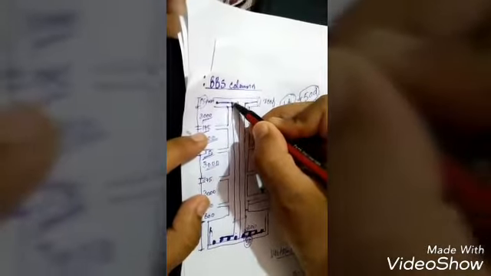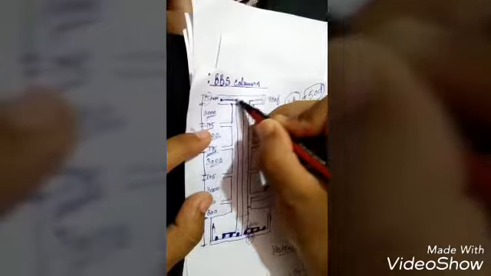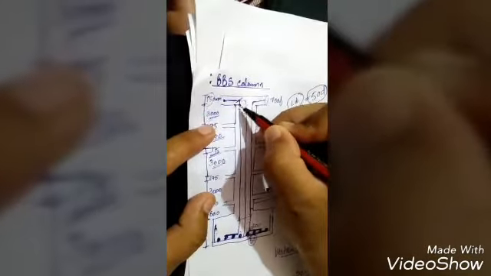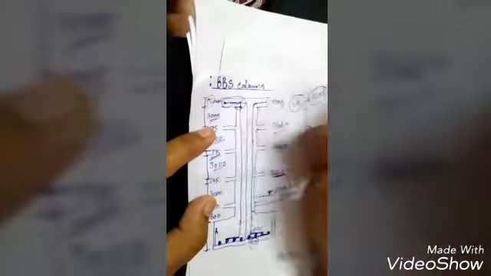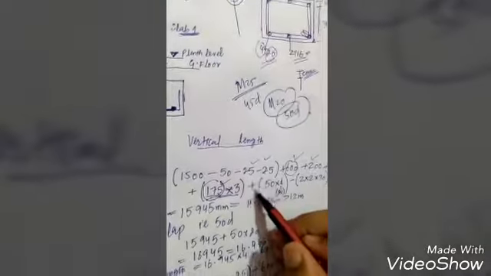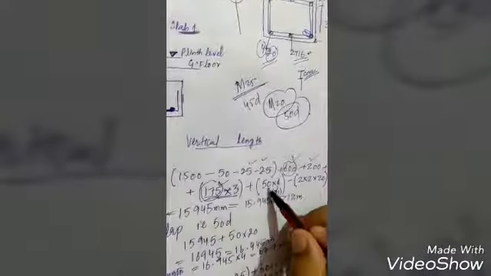Don't take the length from this point to this point. Always take the length from the top of bar. This total length will be the development length and it will be 50D. That's why here I add the development length, that is 50D.